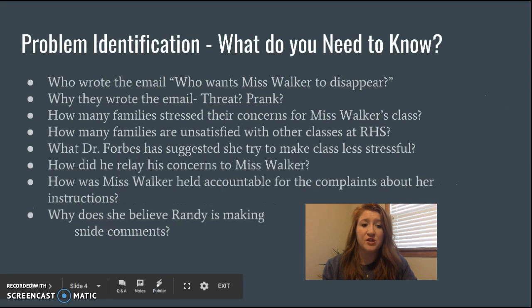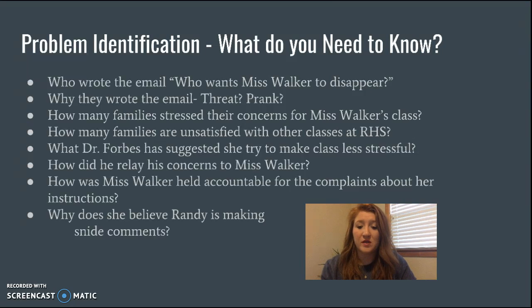What we need to know is which student wrote the email, and why they wrote it. Was it a threat? Was it a prank? How many families have stressed their concerns about Ms. Walker's class? Was it just one or two, or a majority of the class? How many families are unsatisfied or have concerns about other classes and teachers at Roosevelt High School? Did Dr. Forbes suggest multiple things to reduce the stress level, and what did he suggest? How did he relay these concerns to Ms. Walker? Was it just a passing conversation, or did he sit down and have a conference with her? How was Ms. Walker held accountable for these complaints about her instructions, and why does Ms. Walker think that Randy is making the snide comments?